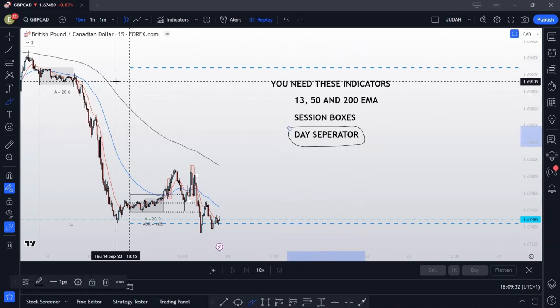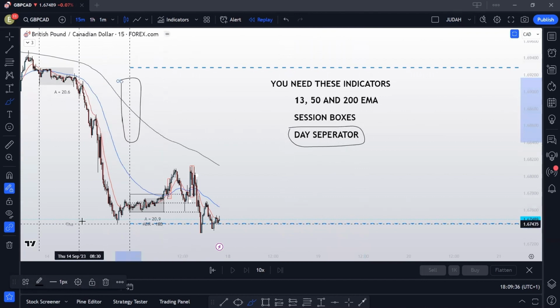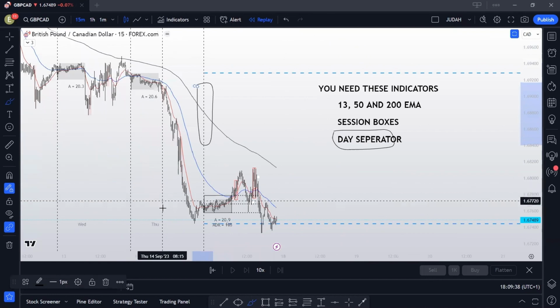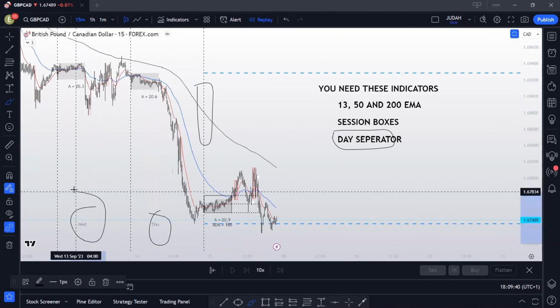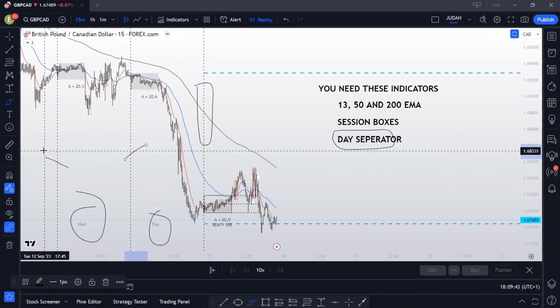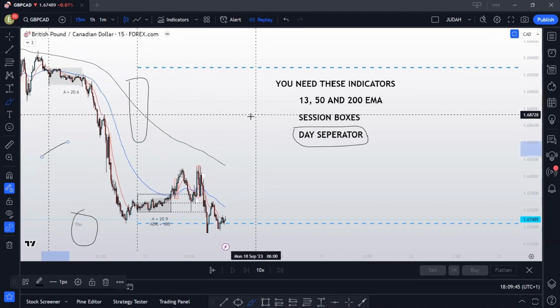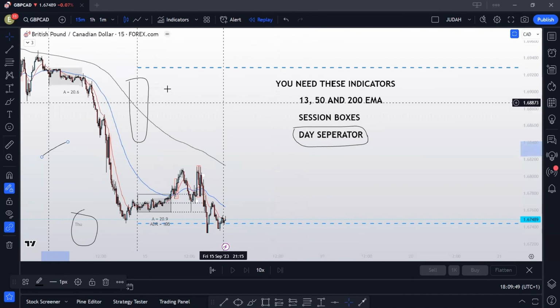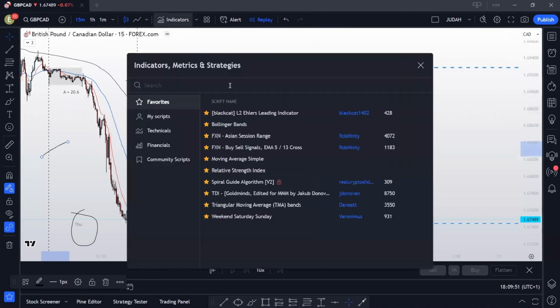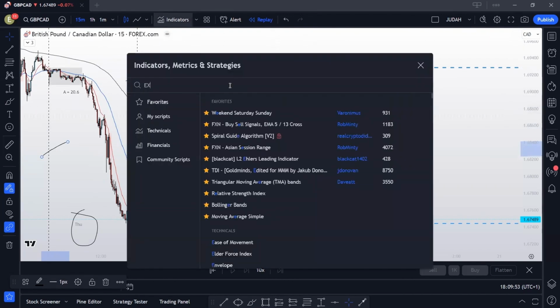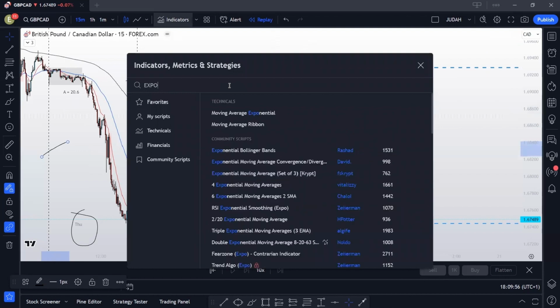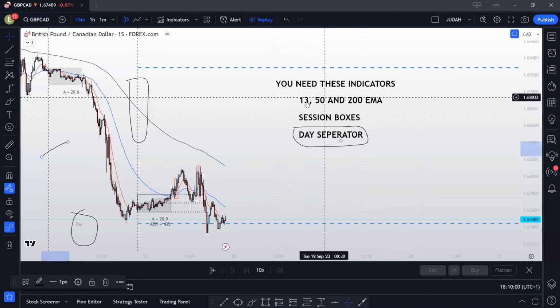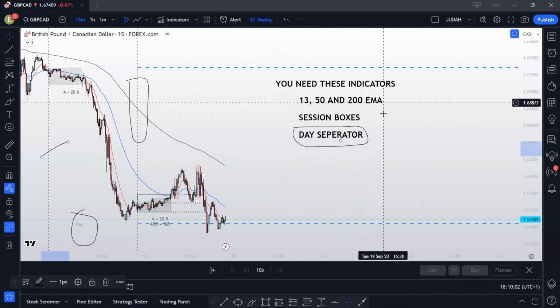This day separator is this vertical line you can see here. It separates one day from another. So this is Thursday and this is Friday. It separates the start and end of each day. If you want to add the indicators to your screen, simply go to indicators here and search for exponential moving averages. You can add your exponential moving average there and then put these numbers on those moving averages: the 13, the 50, and the 200 EMA.